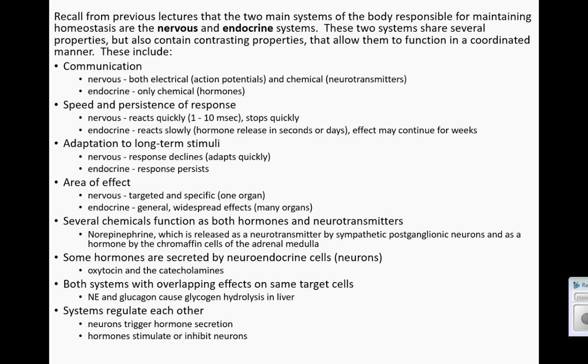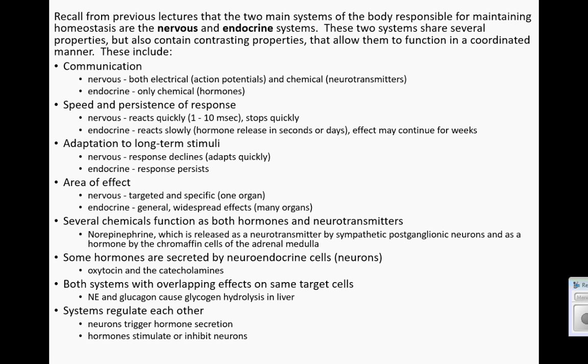Now, since we just finished up talking about the nervous system, and we're all very aware of how the nervous system functions, I wanted to demonstrate some areas of similarity and some areas of differences between the nervous and endocrine systems, which, as we know, are the two major systems involved with maintaining homeostasis. The nervous system, as we know, uses action potentials, which are electrical signals, but also chemicals called neurotransmitters.